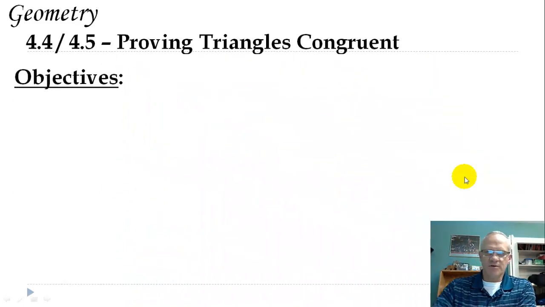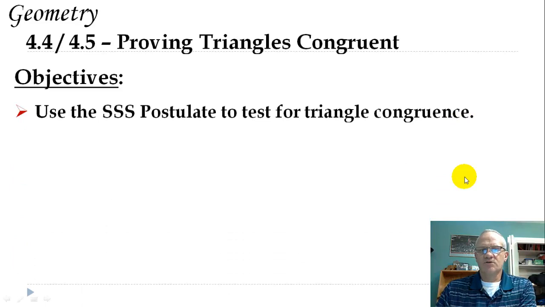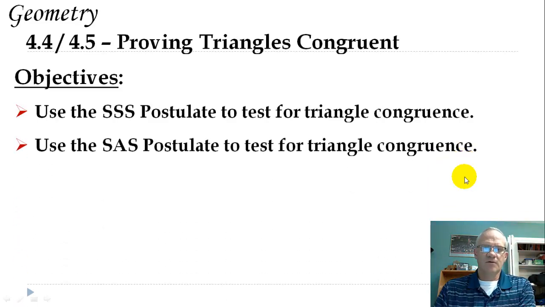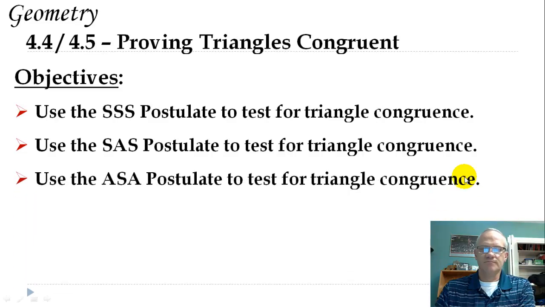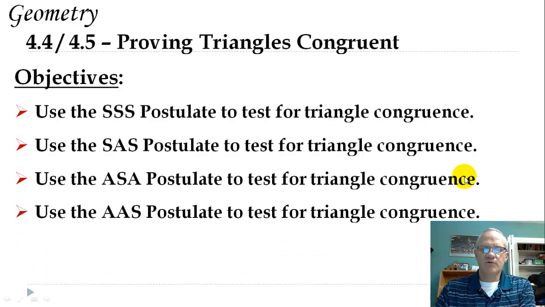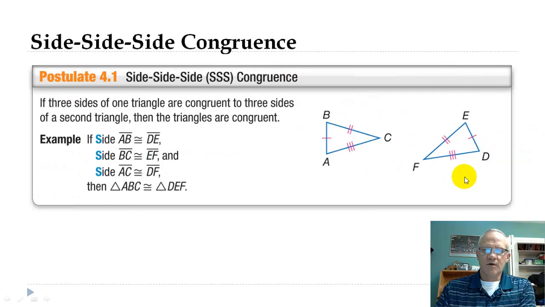All right, so first of all, our objectives. We're going to use the SSS, which is side, side, side postulate, to look for triangle congruence. We're going to use SAS, which is side, angle, side. ASA is angle, side, angle. And then finally, we're going to use the angle, angle, side postulate. So these are the different things that we're going to look at where we can tell if two triangles are congruent or not. Okay, so we're going to start with side, side, side, which we might abbreviate with SSS here.